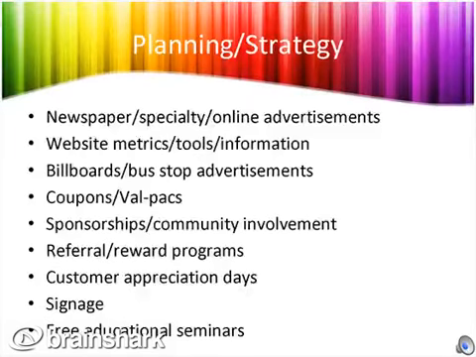So some planning and strategy ideas can include newspaper or specialty ads and online advertisements as well in the form of banners or other online placements. Now, website metrics, and there are several tools and other information that you can gather to help you with these placements, usually available from the advertisers themselves. Billboards and bus stop advertisements are also a good way to reach a lot of people for a very low amount of money.